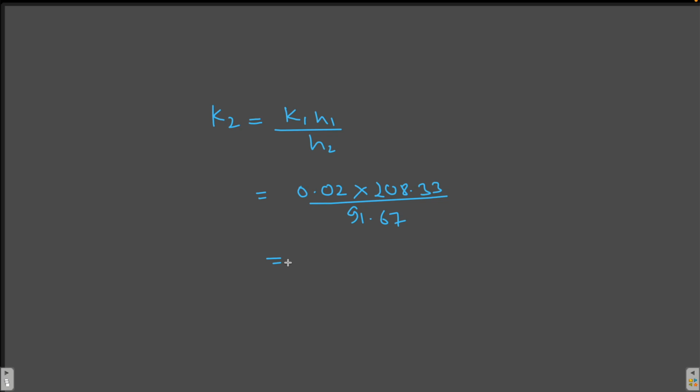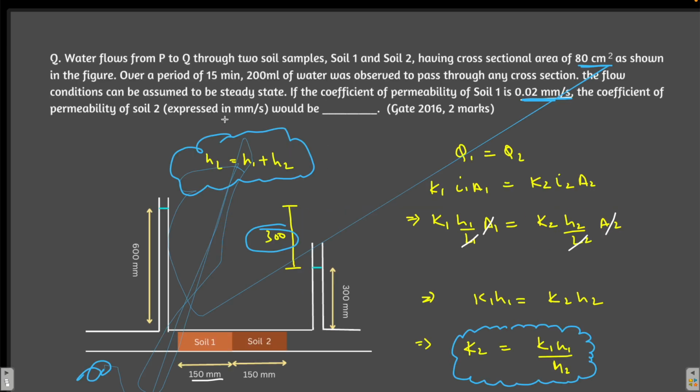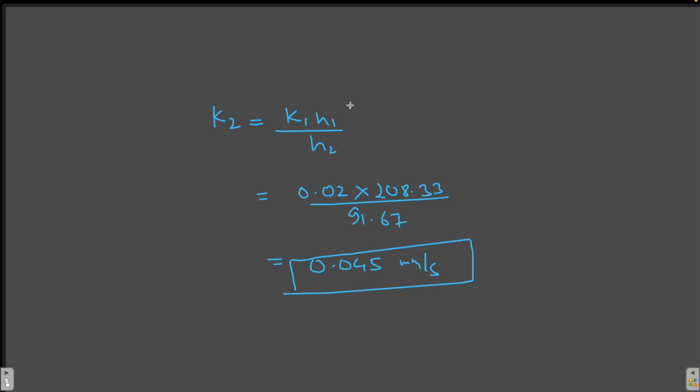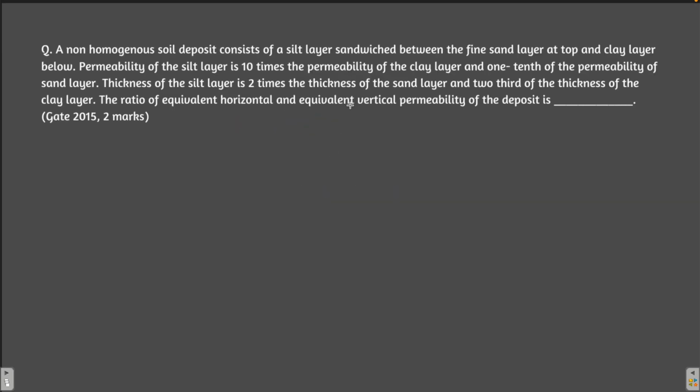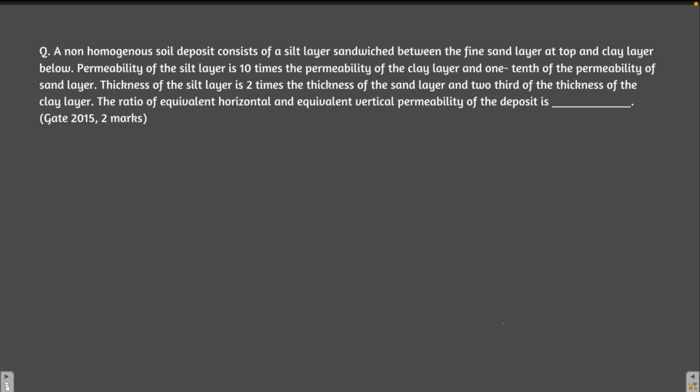So 0.02 multiplied by 208.33 by 91.67. It comes out to be 0.045 millimeter per second. This is the value of K2. So expressed in millimeter per second, the final answer is 0.045. Let me write it down. Now let's move on to the next question and the last question of the day.